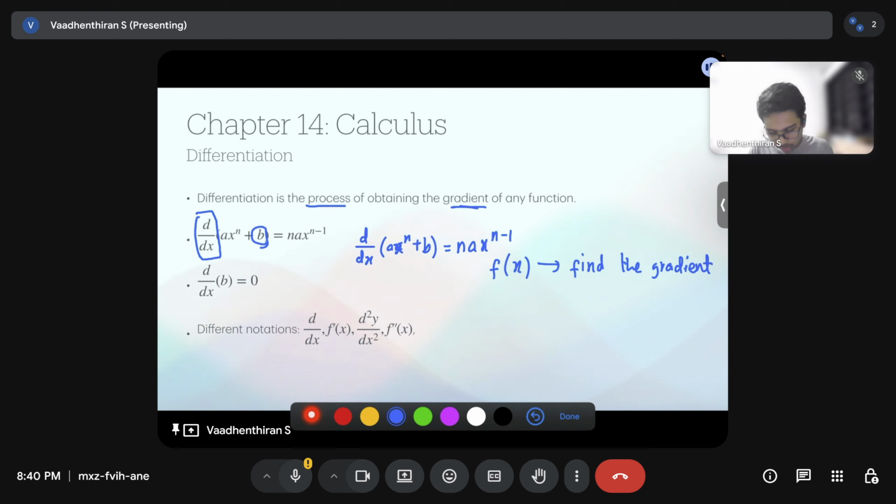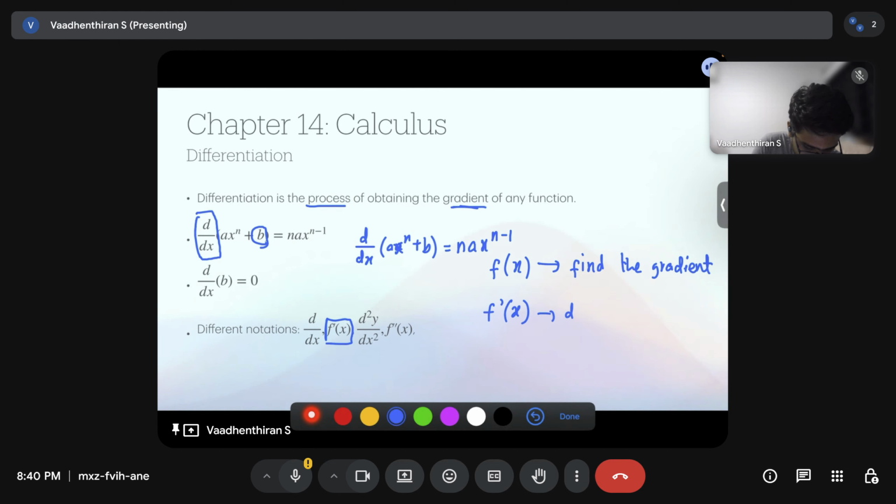So as we saw, there are different notations for d over dx, or the differentiating notation. We also have an alternative form, which is for the functions. So let's say we had this function f of x. We write f dash x. So this means you're differentiating with respect to x.